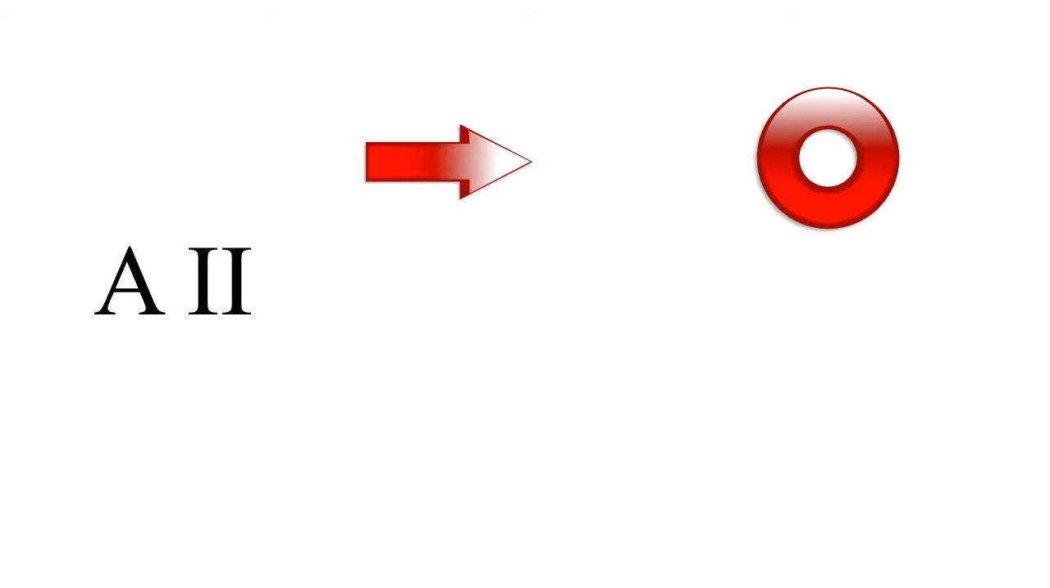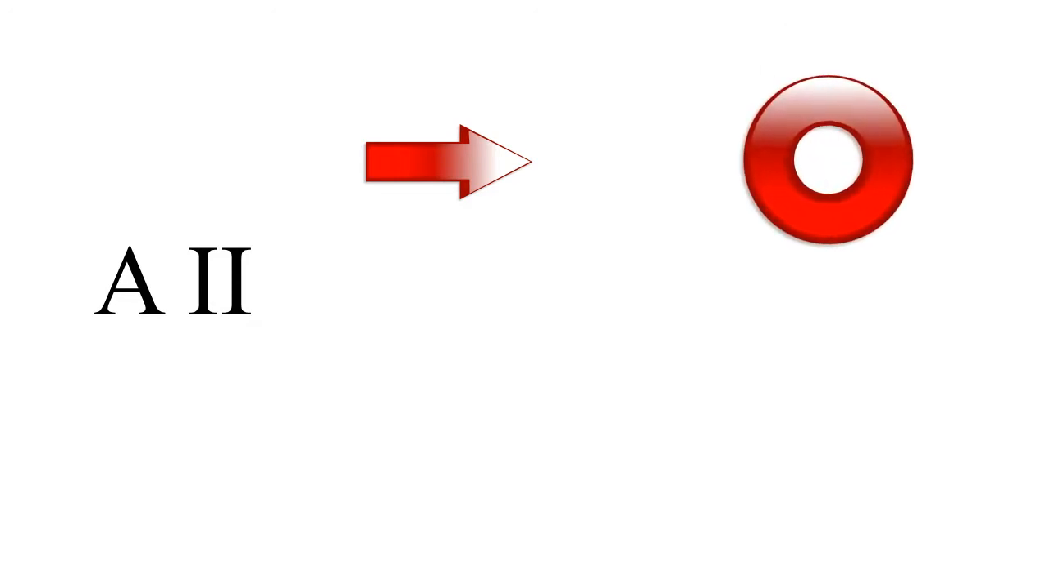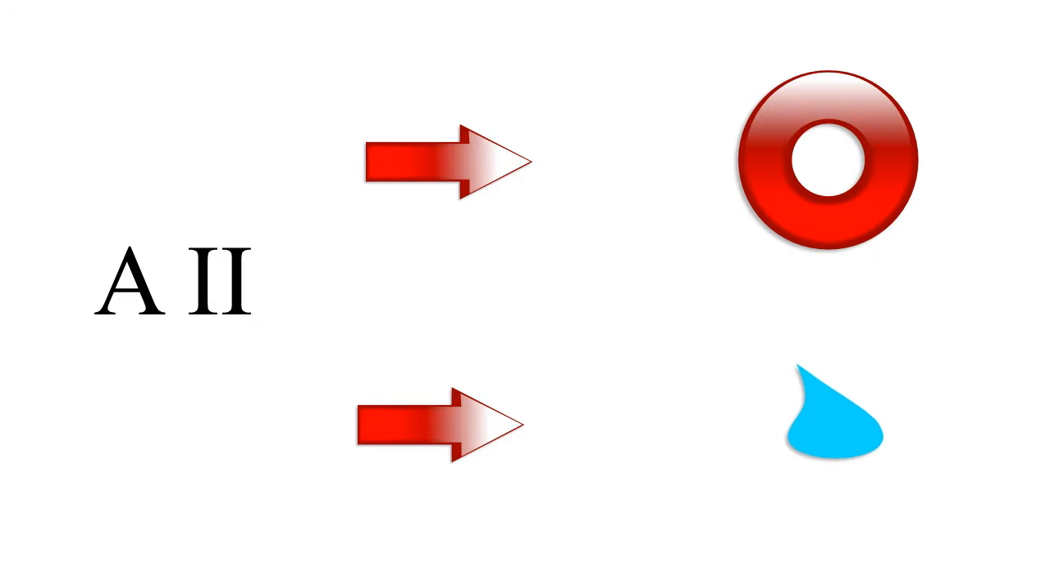A2 causes the blood vessels to constrict. Blocking the ACE enzyme stops the vessel from constricting. Likewise, A2 causes water retention, and ramipril prevents this as well by blocking the ACE enzyme.